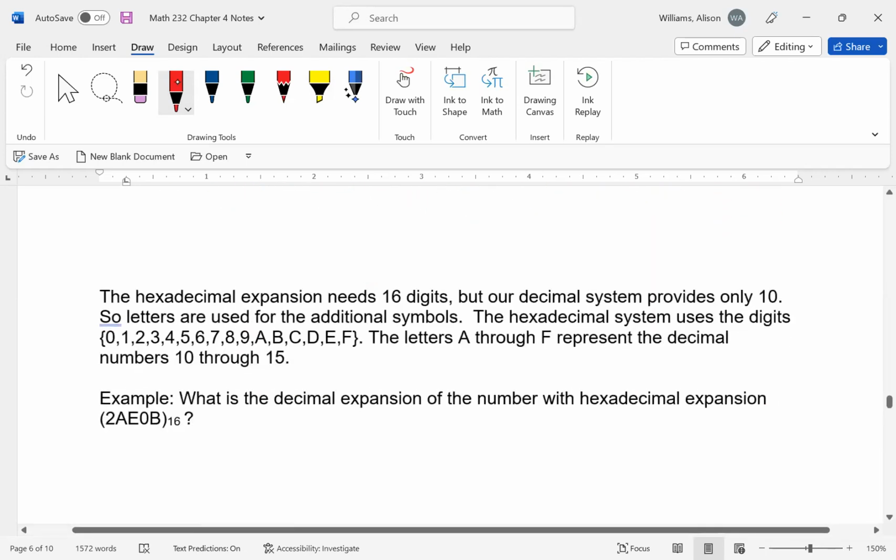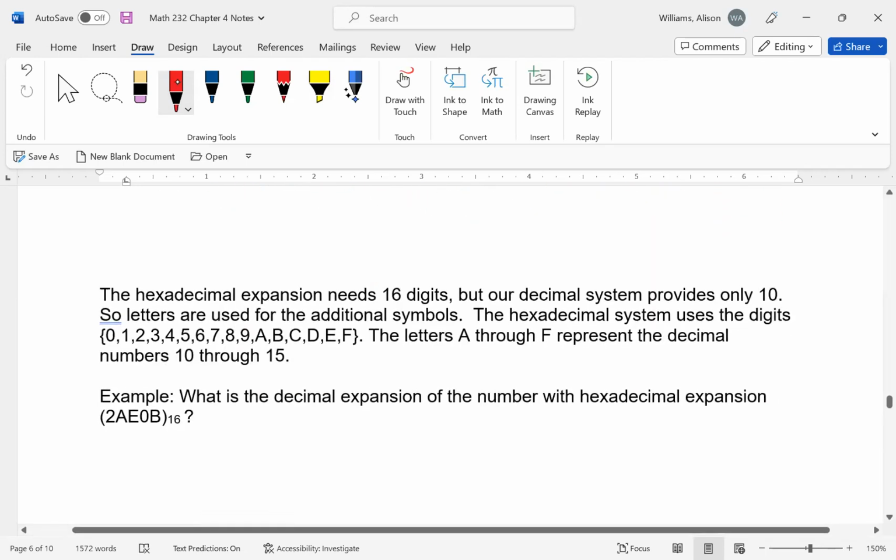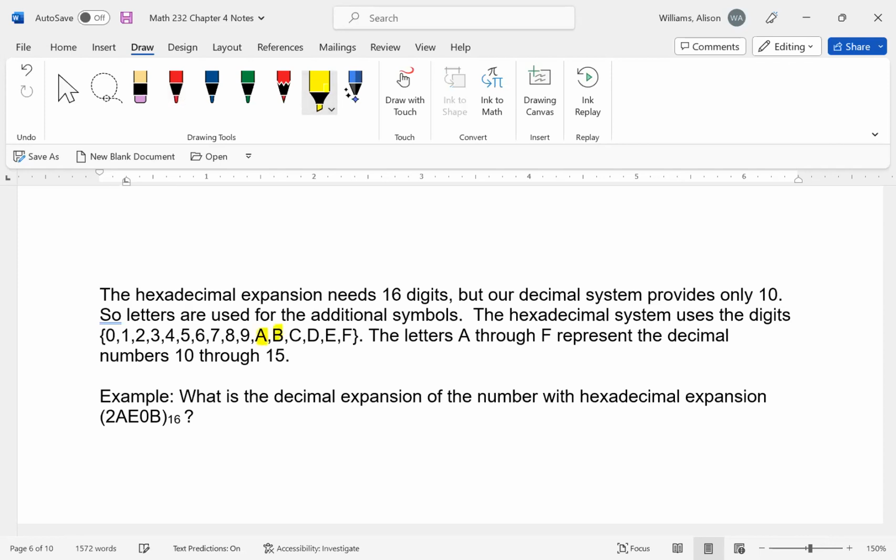All right. And then last, hexadecimal expansion needs 16 digits. So we only have 10. Therefore, they add letters to represent the other part of the numerical system past 9. So A, B, C, D, E, F are actually letter representations, I'm sorry, number representations in the hexadecimal expansion. And therefore, we have to think of them as numbers, because you can't have a 2-digit number representing it.